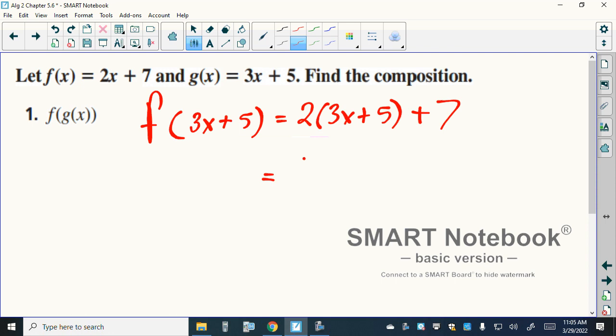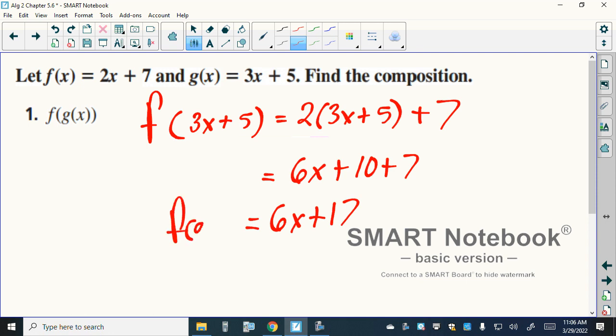2 times 3x is 6x. 2 times 5 is, we have a 6x plus 17 is our f of g of x. And that's it. Any other questions on these here?